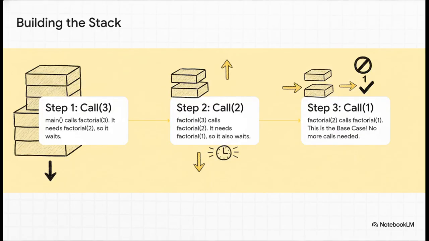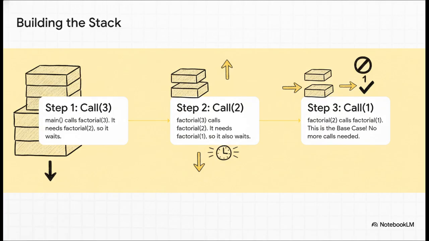Okay, here we go. The whole process kicks off when our main program calls factorial of 3. But here's the thing. Factorial of 3 can't give an answer yet. It says, hold on, to solve myself, I need to know what factorial of 2 is. So it hits pause in itself and makes that call. Well, guess what? Factorial of 2 does the same thing. It says, I can't solve this until I know what factorial of 1 is, and it also gets paused.